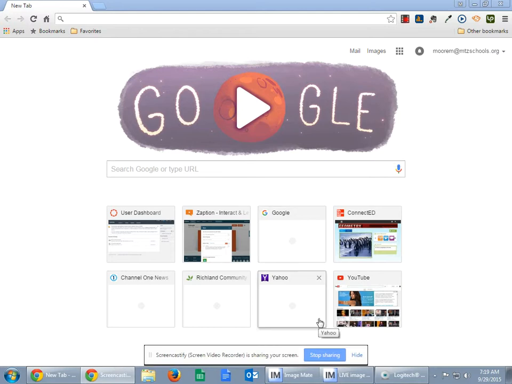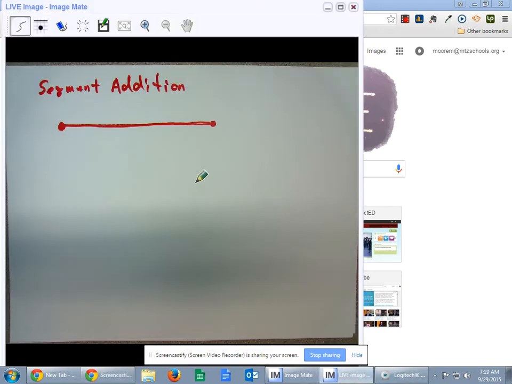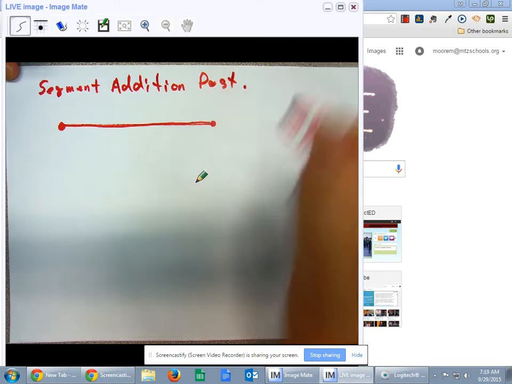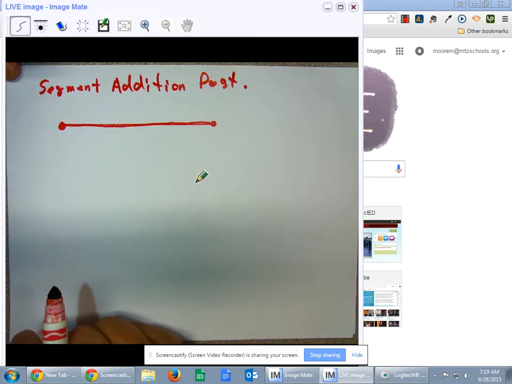Okay, ladies and gentlemen, let's go take a look at doing some different theorems and postulates. Now, the segment addition postulate is a postulate because it cannot be proved. A theorem can be proved, a postulate cannot.